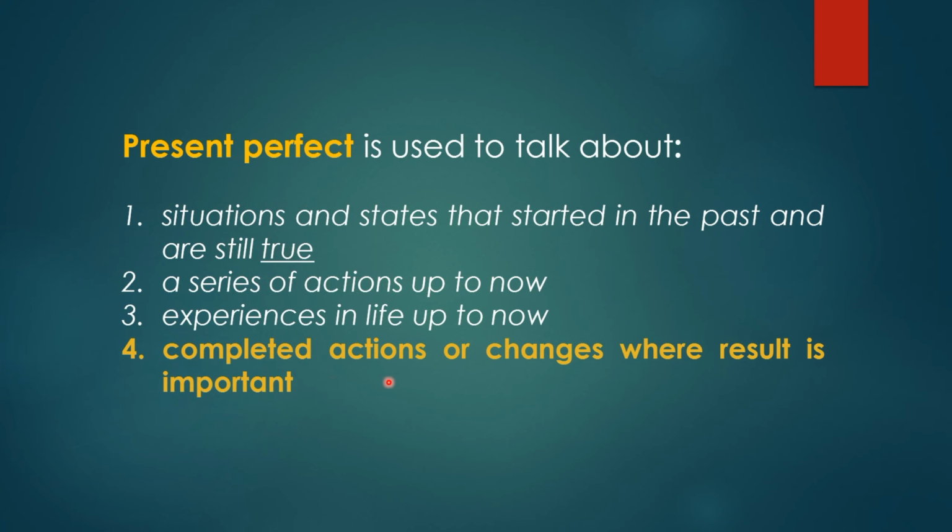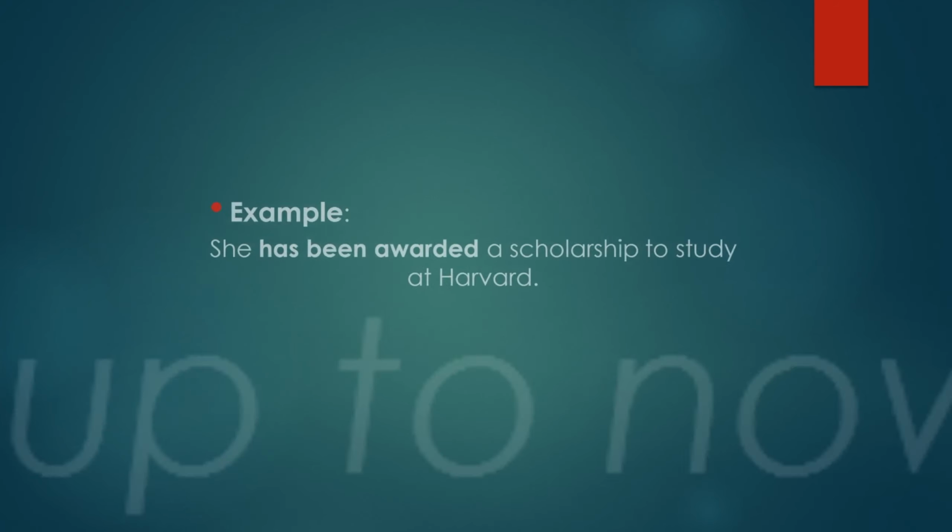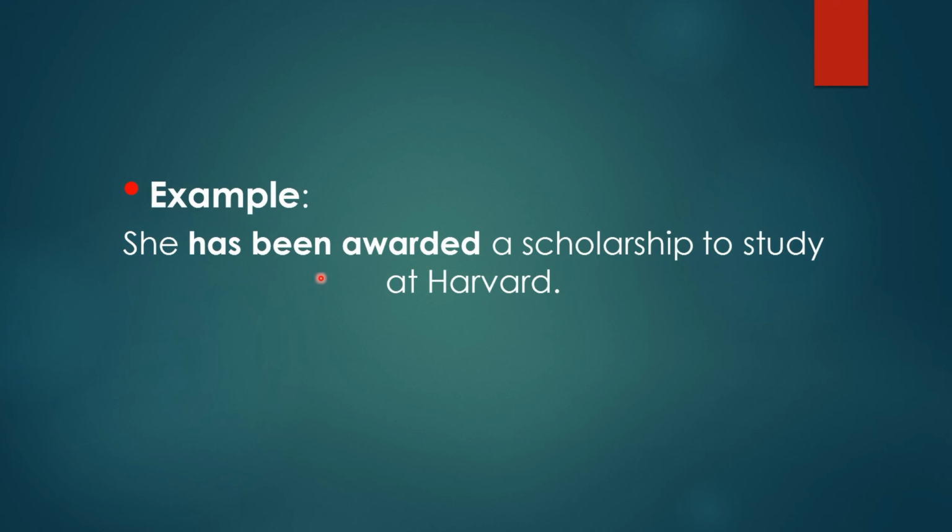Next function, completed actions or changes where the result is important, like she has been awarded a scholarship to study at Harvard. Well, the action of being awarded a scholarship clearly has happened in the past, but she still has the scholarship. It is linked to the present time.